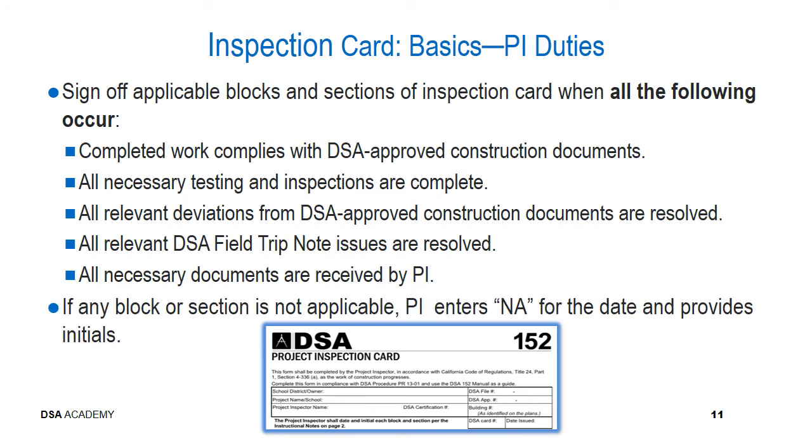If any block or section is not applicable, the project inspector simply enters NA for the date but still provides your initials. That means that every single block will have your initials.